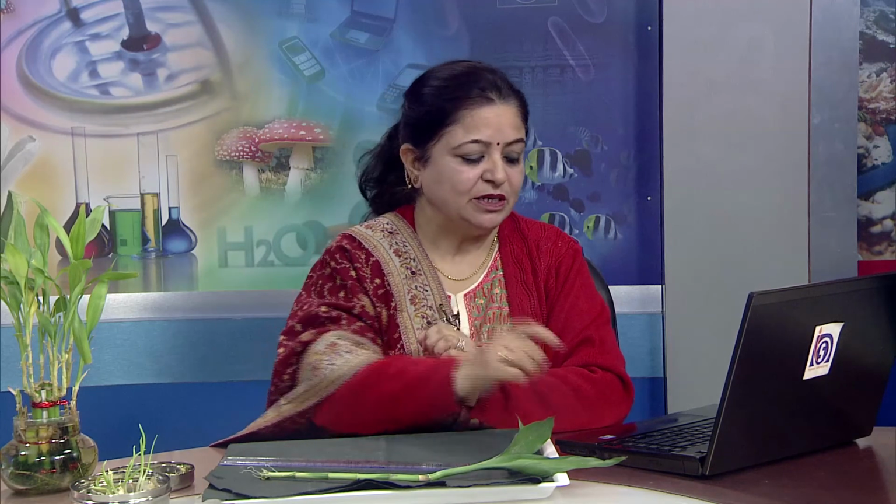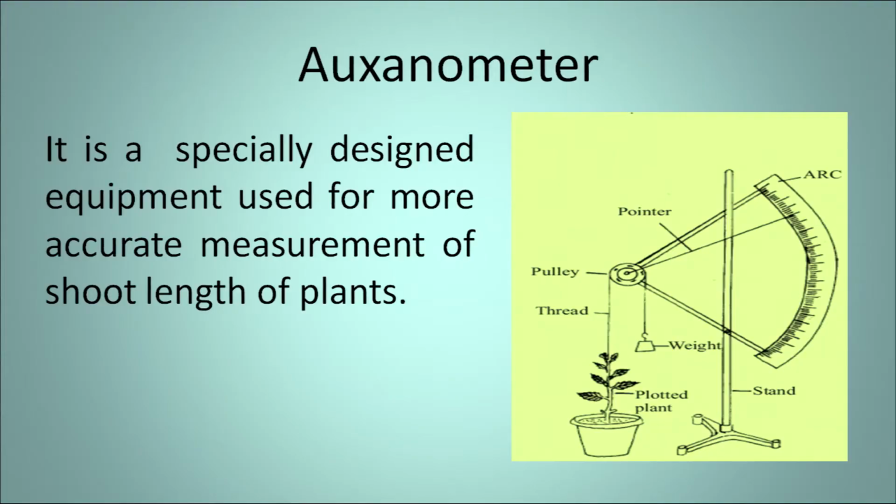Then there is yet another accurate method of measuring growth of plants, which is by Auxanometer. What we did just now is a very approximate measurement of the length, but if you want an accurate measurement, you can use the Auxanometer. It is a simple equipment designed in such a manner that it can give accurate measurement of the length of the shoot. Now, in this there is a potted plant.